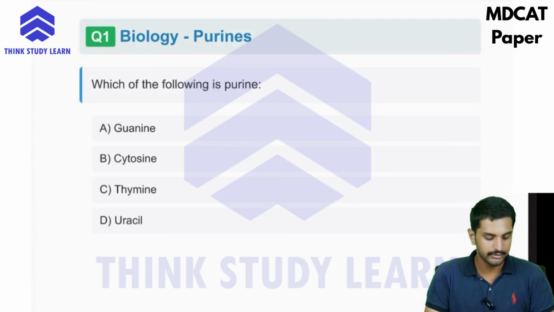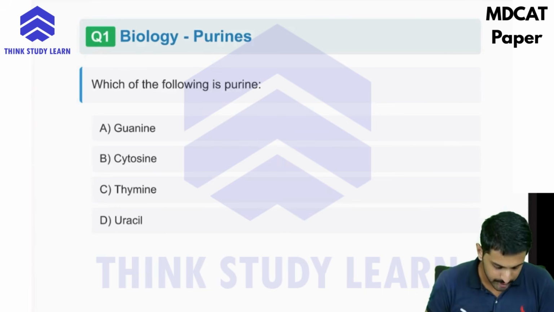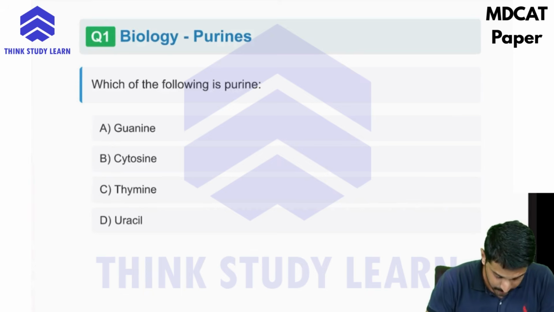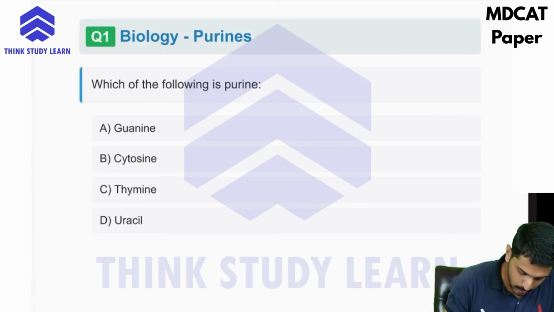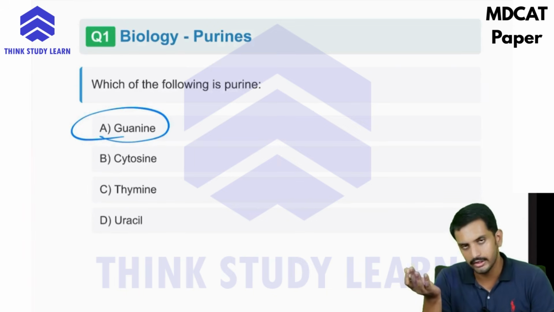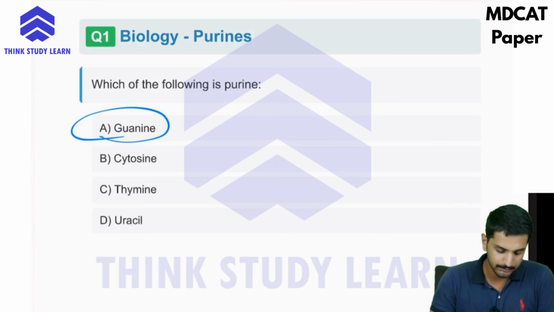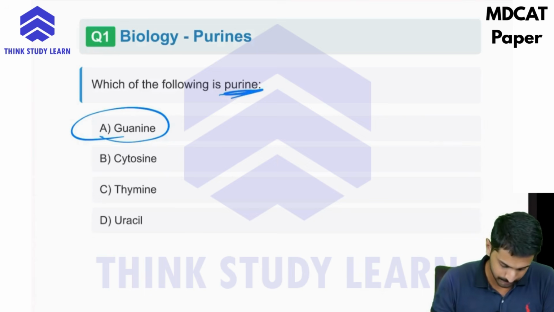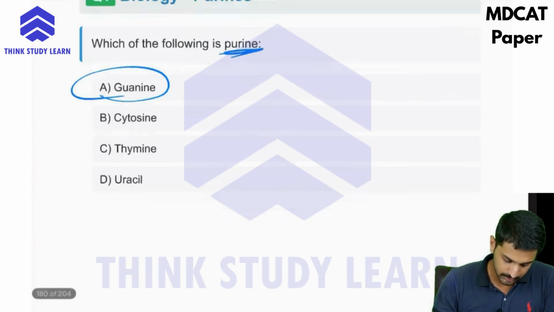The first question is from biology. Which of the following is purine? So basically guanine, cytosine, thymine and uracil. Out of these, guanine is the only one that is a purine found in both. It is basically found in DNA and RNA. So it is the purine out of these four. Moving on to the next question.